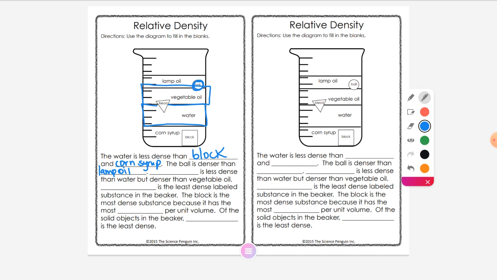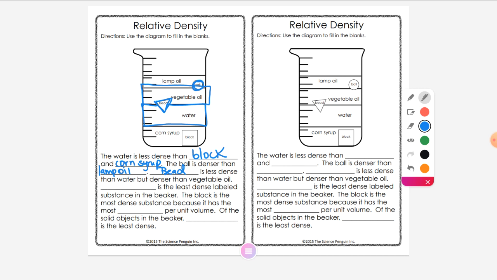Why? There's nothing else that's above the water and below the vegetable oil. So yeah, it has to be that bead right there in the middle because it's kind of floating on top of the water, but it's at the bottom of the vegetable oil. So the bead is less dense than water, but more dense than vegetable oil.